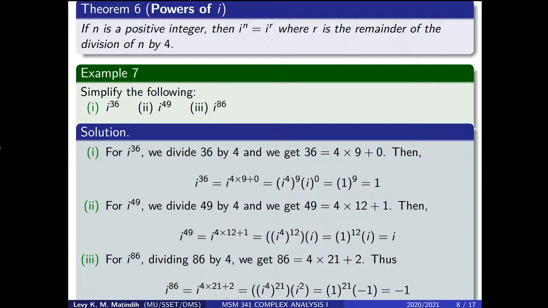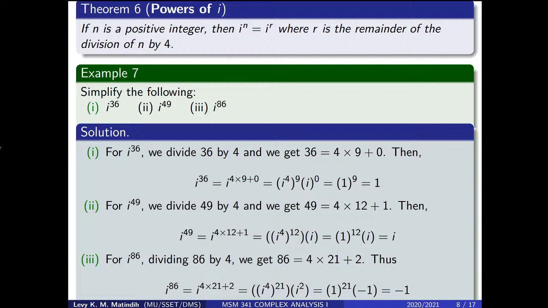But instead of us writing all these things, the easier way we can handle this, and it's the same in example number 2, is that all you need to do is divide this 36 by 4. 36 divided by 4 is 9 remainder 0.